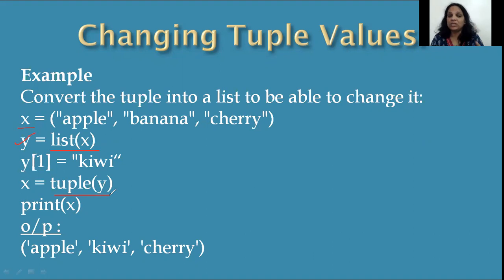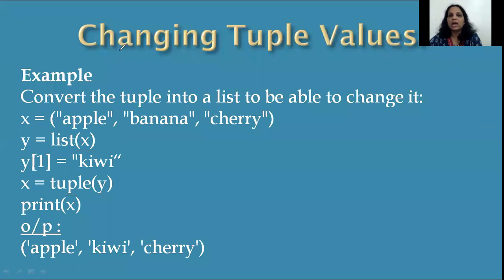Now x has got a new value, but that doesn't mean the memory location where apple, banana, and cherry were stored gets manipulated to apple, kiwi, and cherry. No. Another memory location gets created, because you cannot go and change the value in that memory location if it's immutable. But it looks like x has changed. Yes, I agree, x has changed. But what is happening is x is no more referring to apple, banana, cherry. It's referring to apple, kiwi, cherry. And we did this manipulation by making use of a list because we know a list is mutable, so I can make changes. Okay?